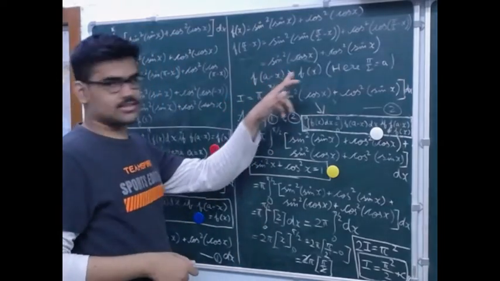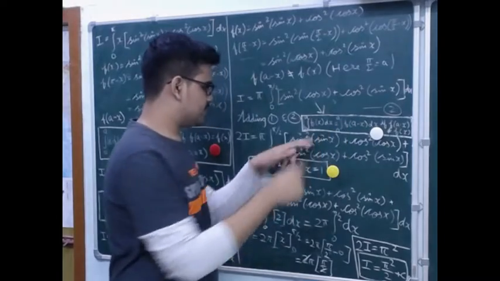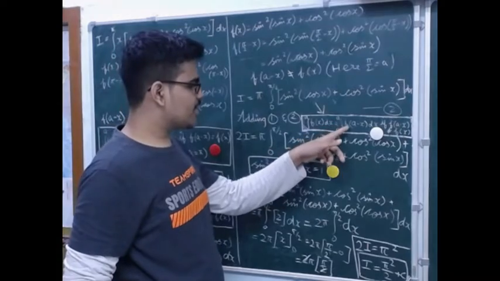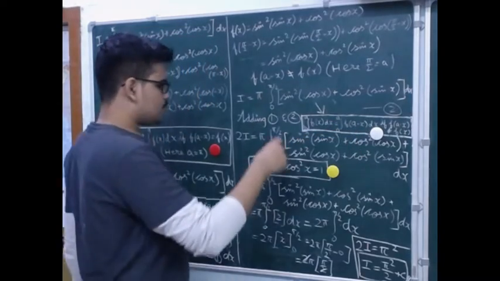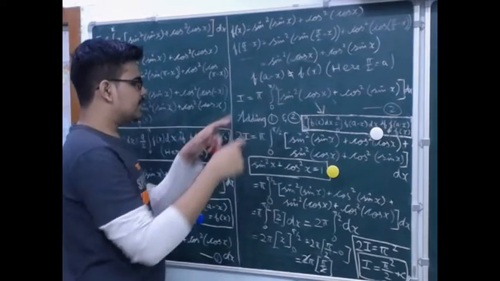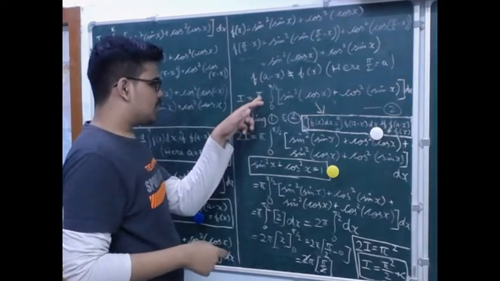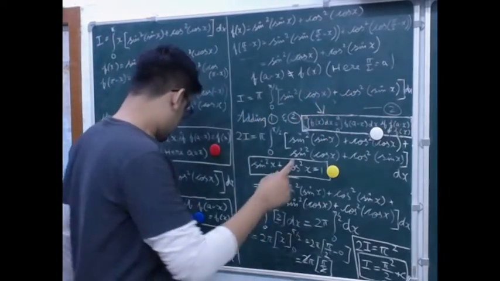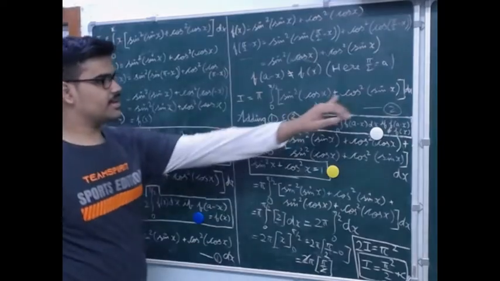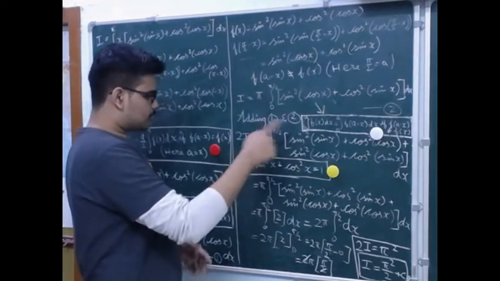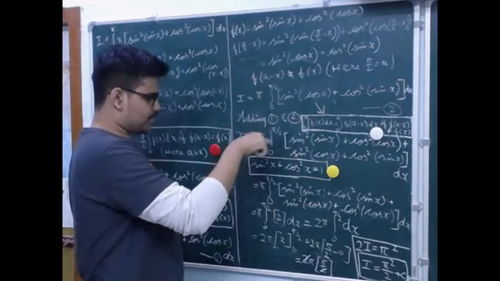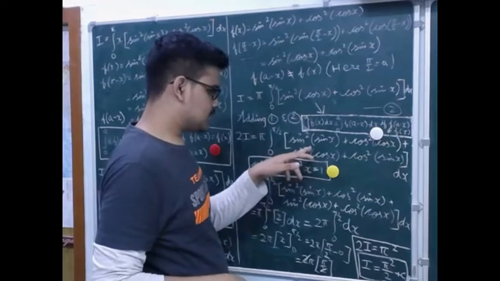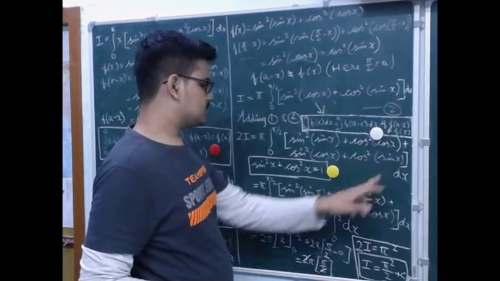Since f of a minus x is not equal to f of x, I apply this property, which is integral between the limit 0 to a of f of x dx is equal to integral between the limit 0 to a of f of a minus x dx. So applying this property here, I get I is equal to integral 0 to pi by 2 of sin square of cos x plus cos square of sin x dx. I am taking this as equation 1 and equation 2 and adding them both. When I add them both, I get 2I is equal to integral 0 to pi by 2 of sin square of sin x plus cos square of cos x plus sin square of cos x plus cos square of sin x.